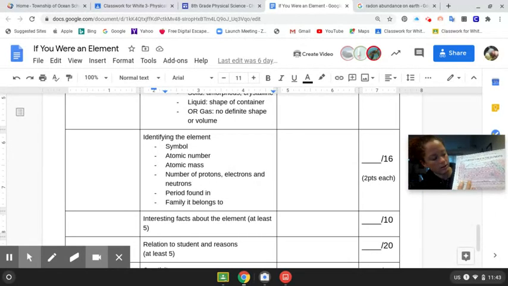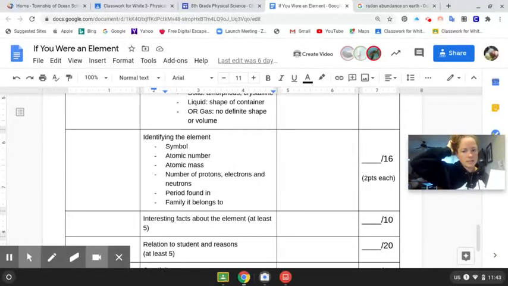Alkali metals, alkaline earth, boron, carbon, nitrogen, oxygen, halogens, and noble gases. If it's one of these guys, they also have special names. These are the lanthanoid series, and this is in the actinoid series. So you need to identify that.